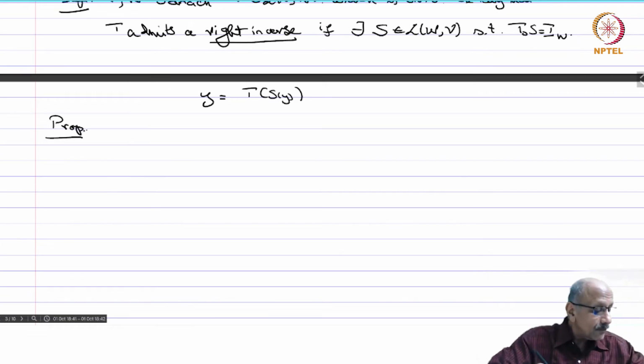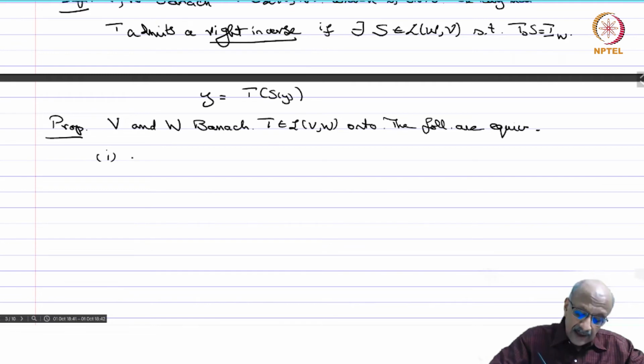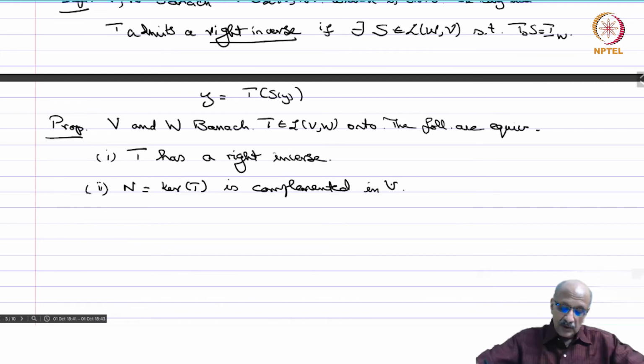So proposition. Let V and W be Banach and T in L(V,W) onto. Then the following are equivalent. One, T has a right inverse. Two, N, which is the kernel of T, the set of all x where Tx is equal to 0, is complemented in V. So having a right inverse is equivalent to saying that the subspace N is complemented. N is closed since it is the kernel of a continuous linear mapping.